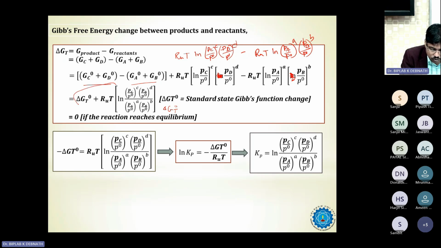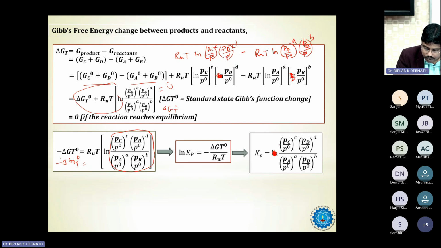So if this entire term is equal to 0, then we can bring delta GT naught to the left hand side of this equation, and we can write minus delta GT naught is equal to RuT ln PC by P naught to the power C into PD by P naught to the power D divided by PA by P naught to the power A into PB by P naught to the power B. Here, this entire term is inside the ln.